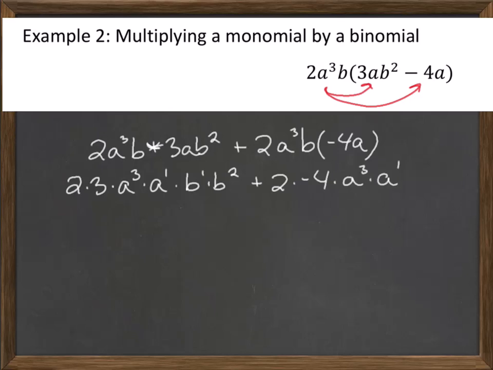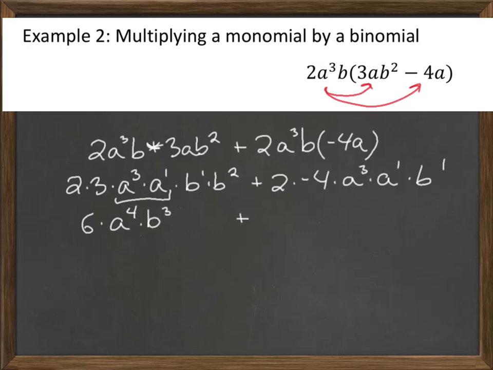Okay, so we have 2 times 3 is 6, a to the third power times a to the first power. Remember, we add those exponents, so 3 plus 1 is 4. Then we have b to the first power times b to the second power. 1 plus 2 is 3.